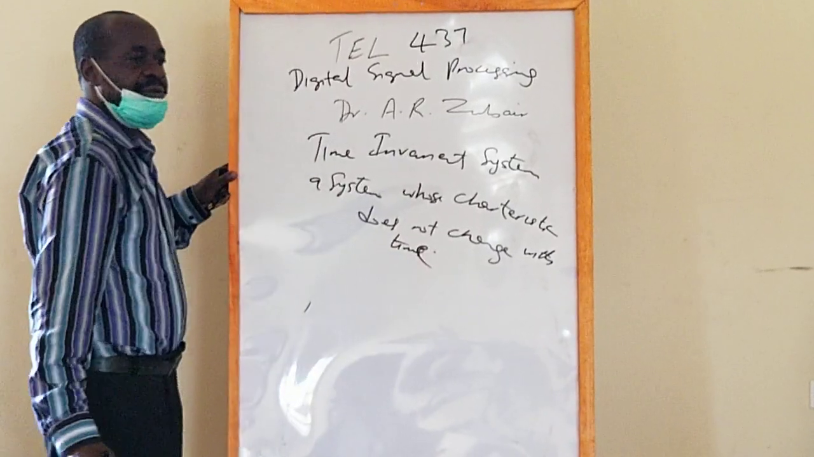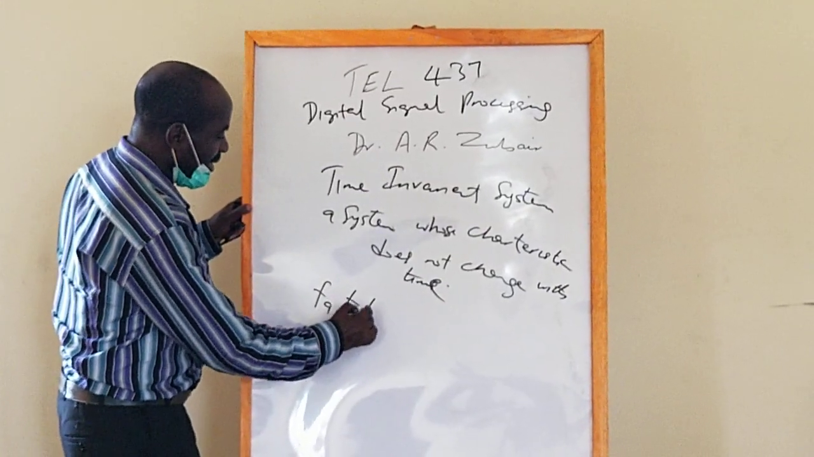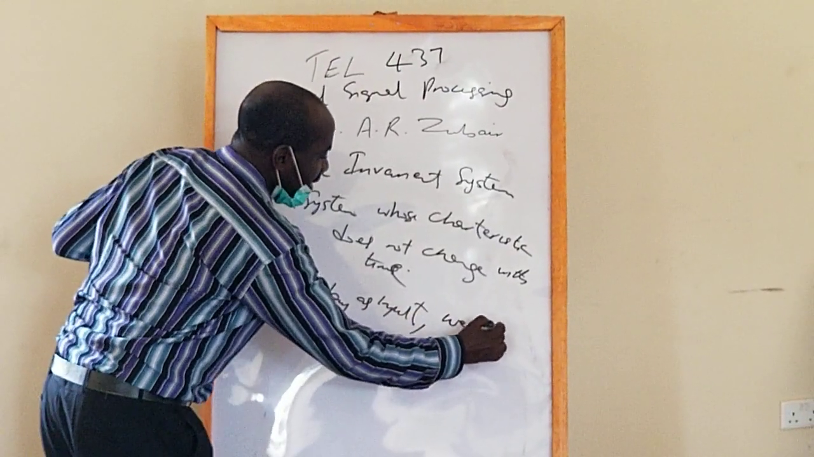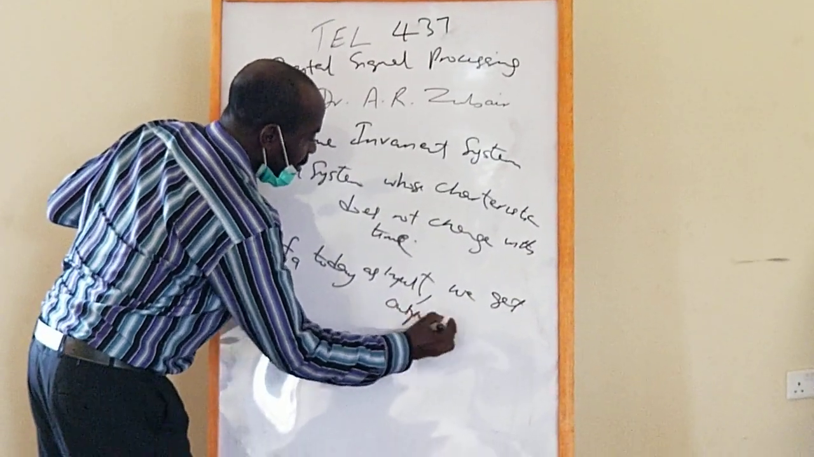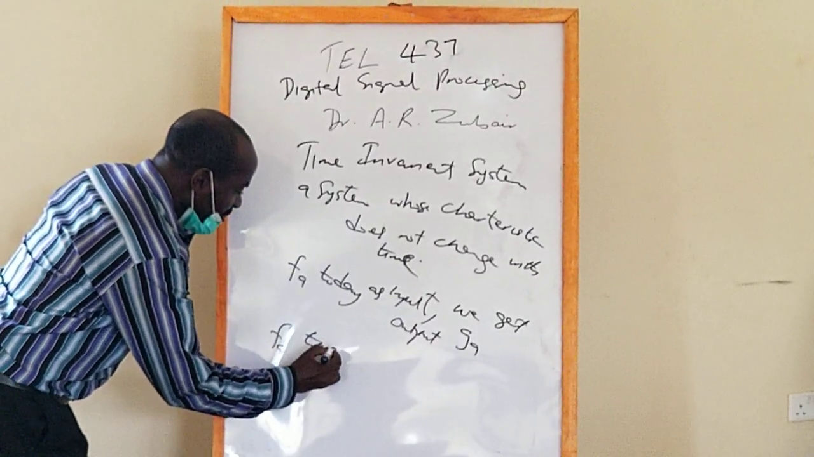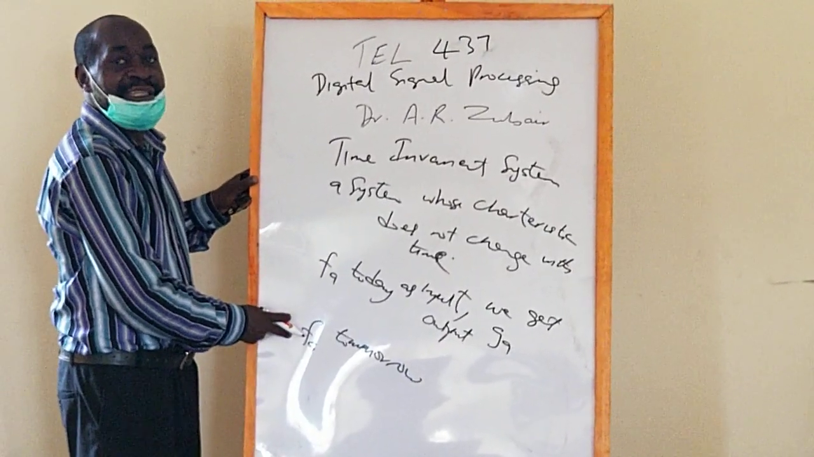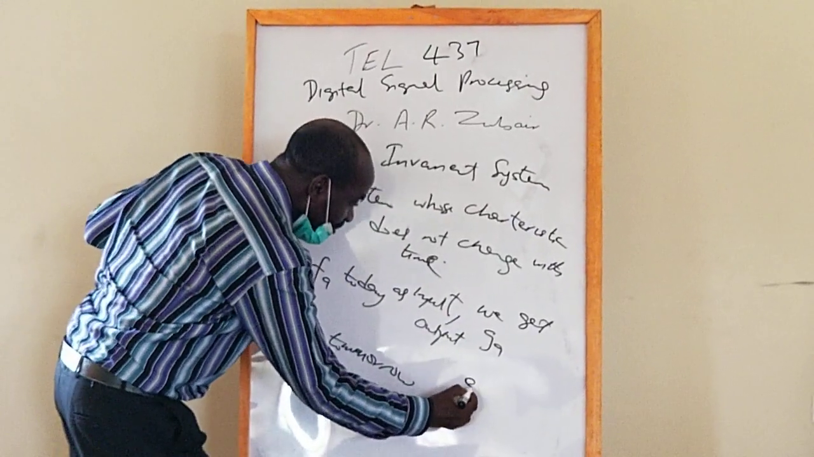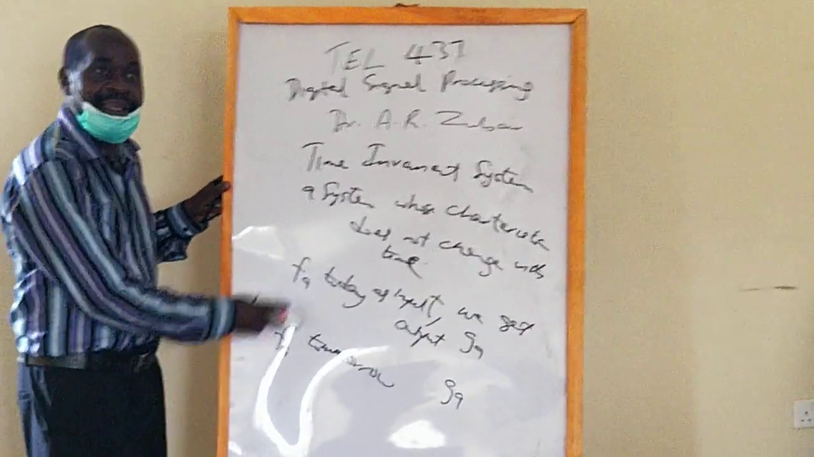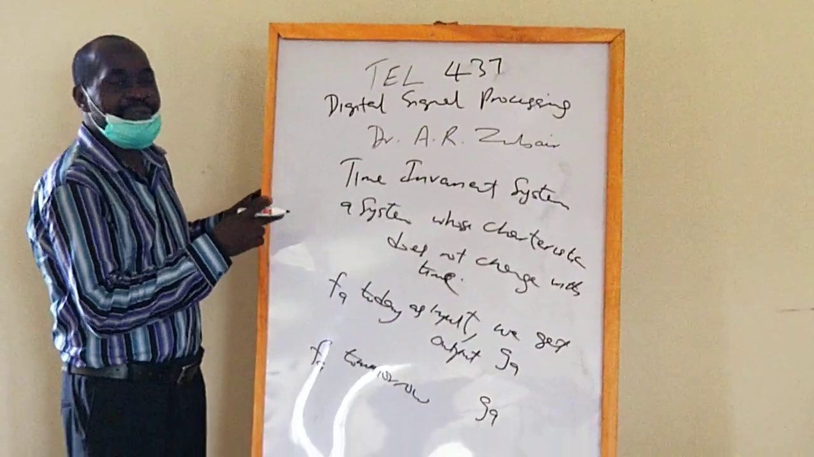What do you mean by that? What I mean by characteristic is that if given FA today as input, we get output GA, what happens tomorrow when we give this same input FA? If it's a time invariant system, the output should be the same. The output should be GA. If the day before yesterday we give the same FA, the output should be GA. That means it is a time invariant system. The characteristic does not change with time.